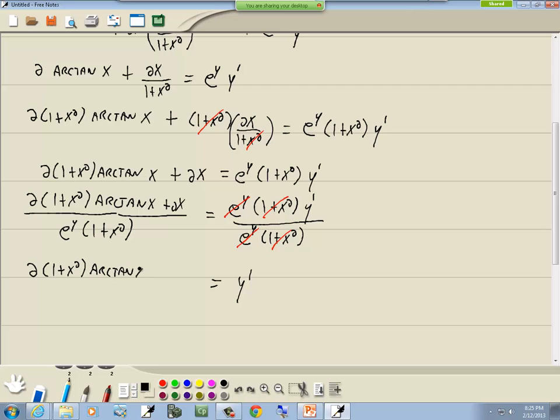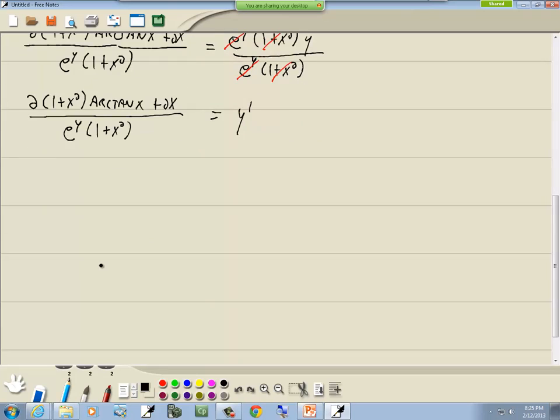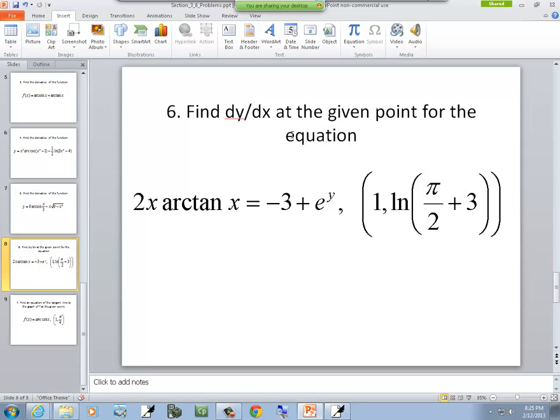Let me get it all written down. What a mess. Okay. Well, now they want us to find the dy dx at a given point. So we want to plug in that point.